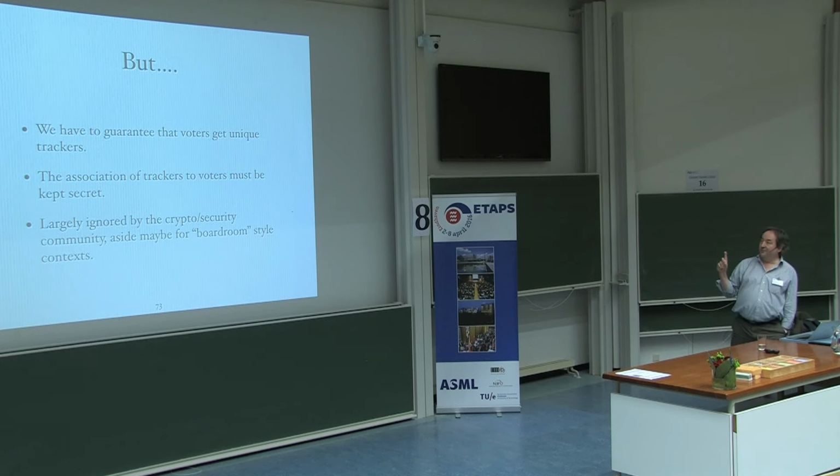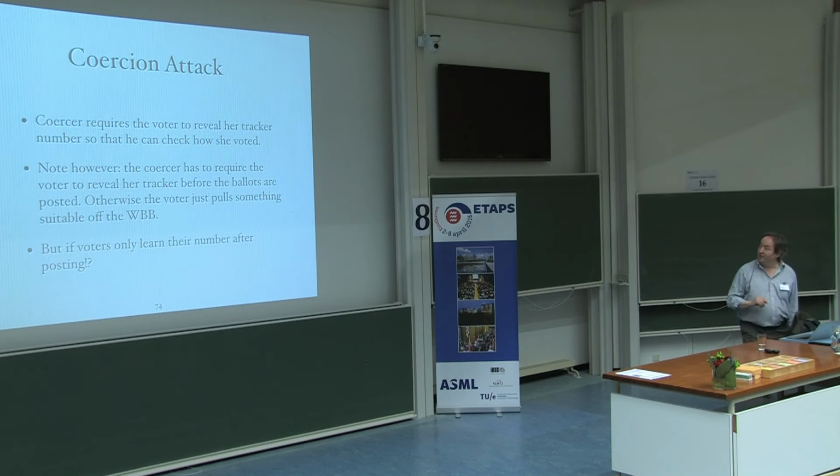And of course, we have to keep the association of the tracker numbers to voters secret, because if we don't, we immediately open up coercion problems. And that's also very tricky, because the obvious coercion attack, well, I guess it's on the next slide. Yeah, the coercer just says, before the election, tell me what your tracker number is, and then of course he can look up on the web bulletin board just as easily as you can.